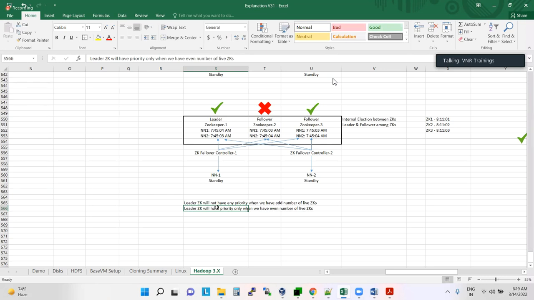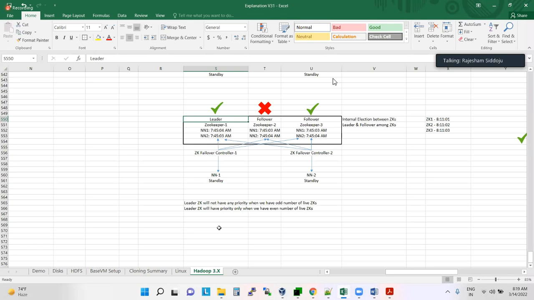When you have an even number of live zookeepers. In this scenario, if 1 is down, I have two zookeepers, 2 live zookeepers. It means an even number of live zookeepers. So when you have an even number of live zookeepers, whoever the leader selects, that one will become active. Got it? Or any questions?